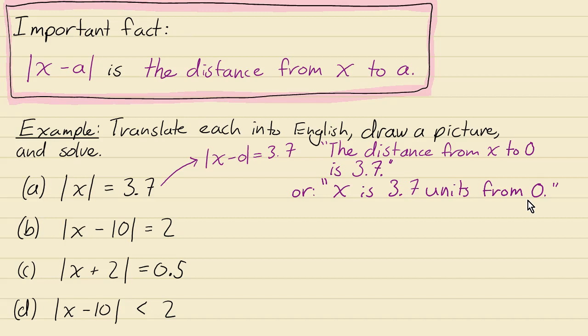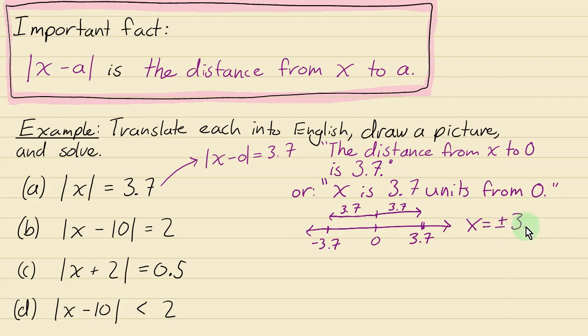So let's draw a picture of that on a number line here. We got 0, and we can either go 3.7 units that way, or we can go 3.7 units that way. If we go to the right, we get to positive 3.7. And if we go to the left, we get to negative 3.7. So the solution is just x equals plus or minus 3.7. Those are the two things that x can be that will make this true.